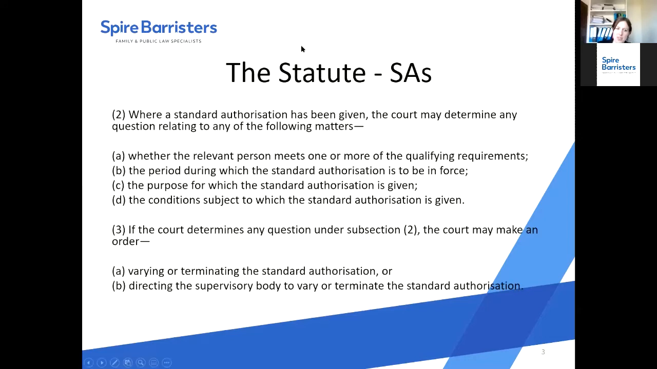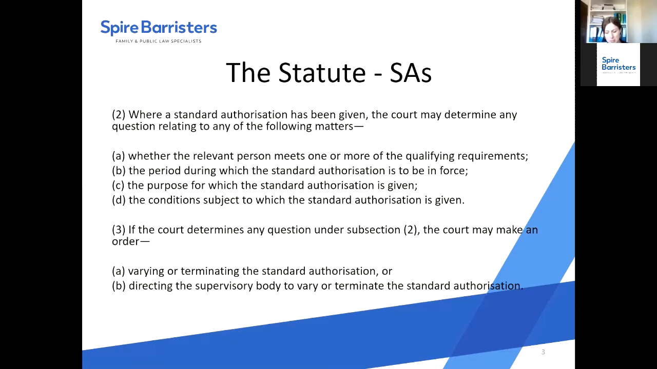In terms of the statute itself, and Section 21a, it's worth going back to the law, and that's exactly what Mr Justice Hayden did in the recent case of DP in Hillingdon, which we'll talk about in a moment. But these are the powers of the court. Where a standard authorisation has been given, the court may determine questions relating to the qualifying requirements, the period and purpose of the standard authorisation, and the conditions to which that's subject.